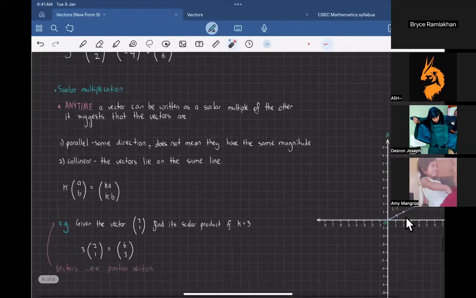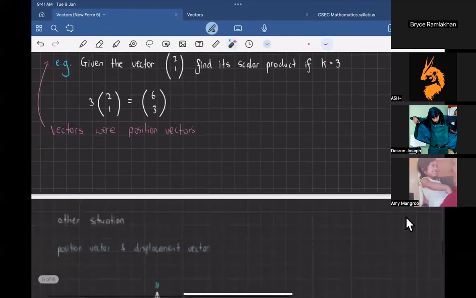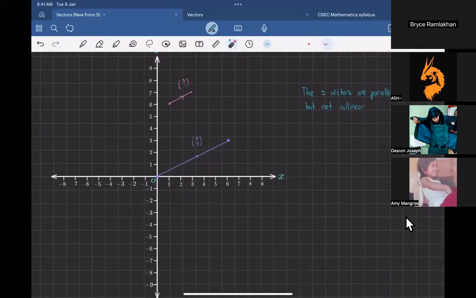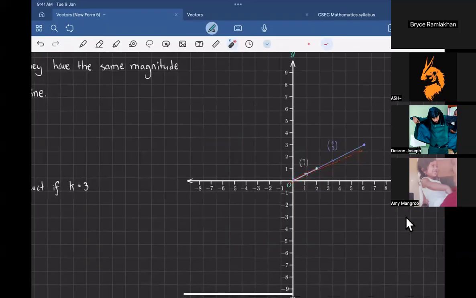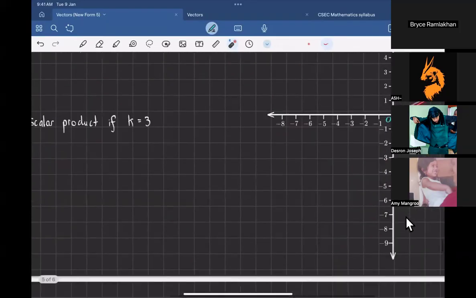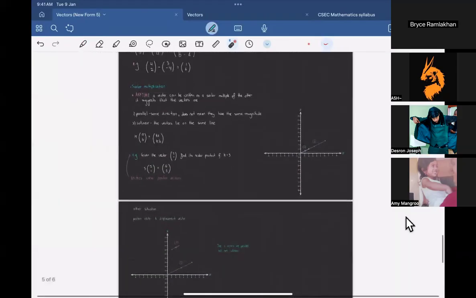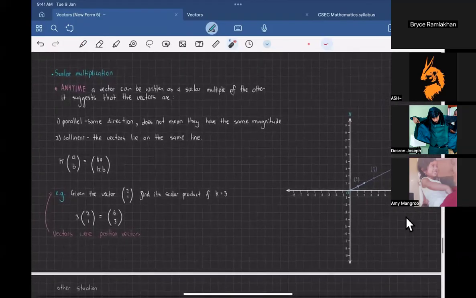I know why it's not. Tell me, Bryce. Because the vectors do not lie on the same line. Right. And that is because this vector is not starting from the same point as this vector. In the previous example, both of them start from the same point, so they lie on the same line. But in this example, they're pointing in the same direction, but they're not on the same line, so they're not collinear, but they're parallel. So copy down what you have to copy down from here, if anything.